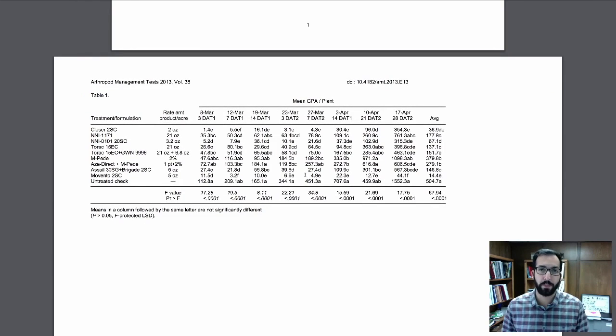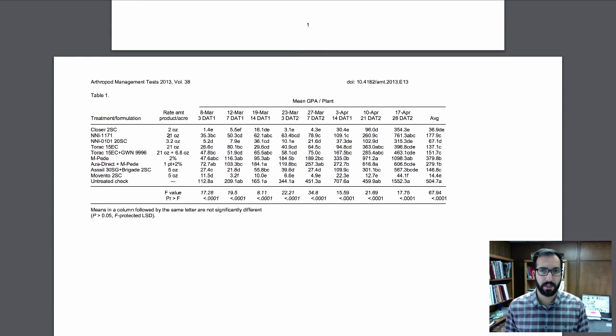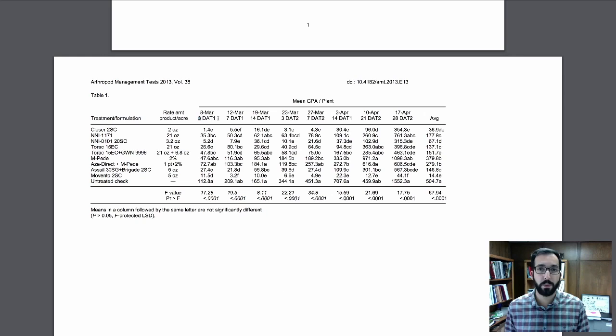Each row in this data table represents the results from a different treatment. On the far left are all the trade names of the insecticides, followed by the rate that was applied. The several subsequent columns give us information about the average number of green peach aphids counted on different days. You will notice at the top here this acronym DAT, which means days after treatment. Numbers under 3 DAT represent the average number of aphids counted on each of the different treatments 3 days after the first pesticide application. 7 DAT is 7 days.